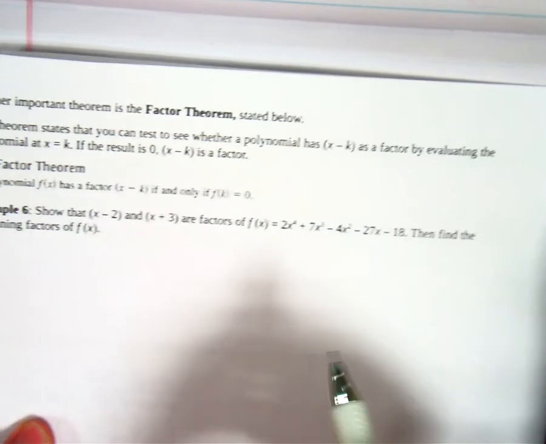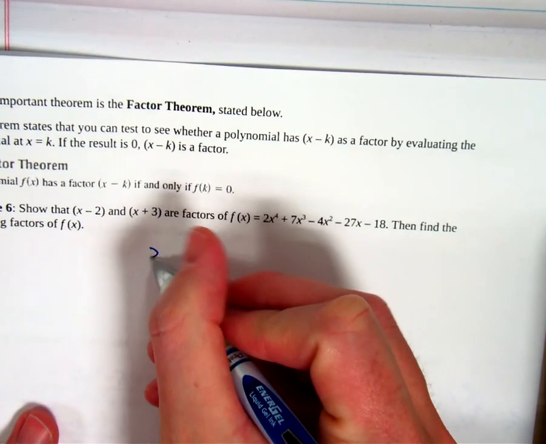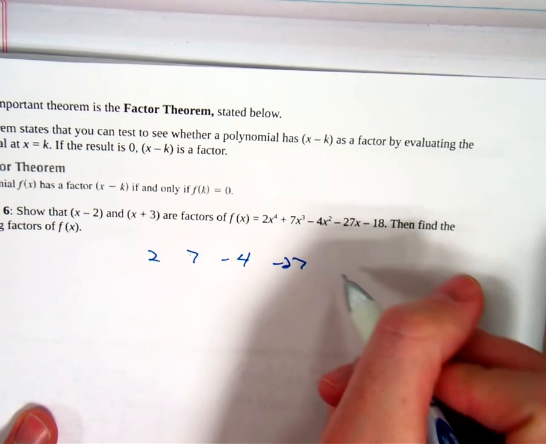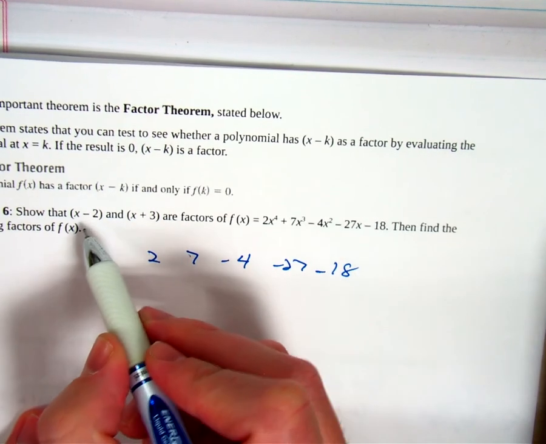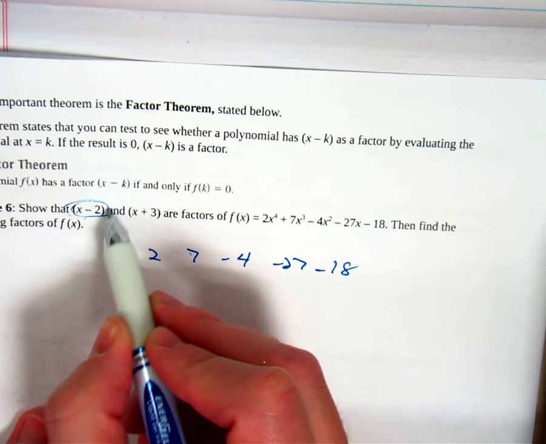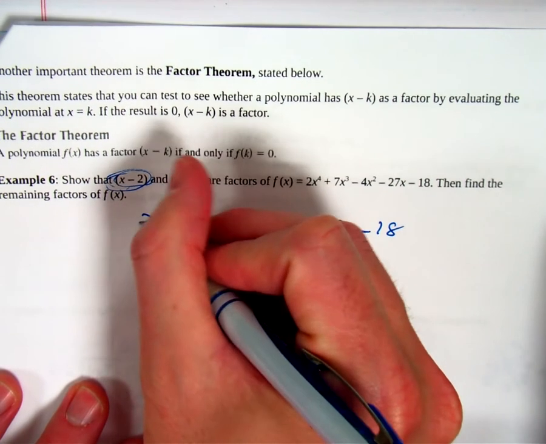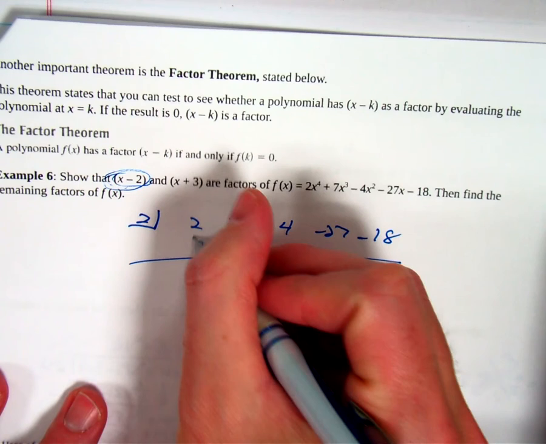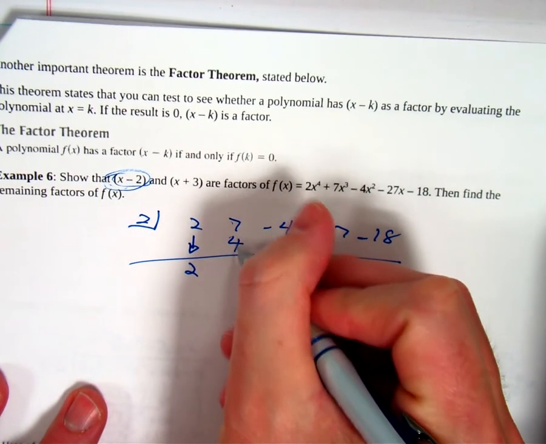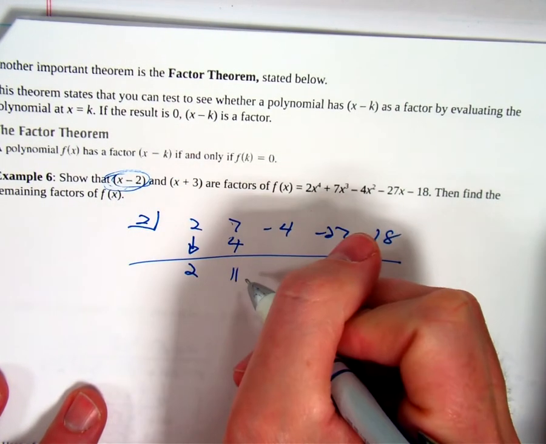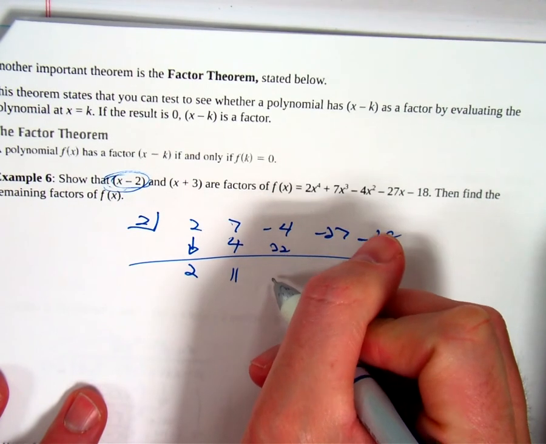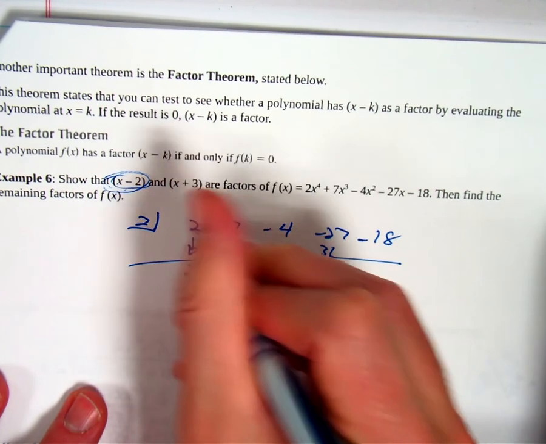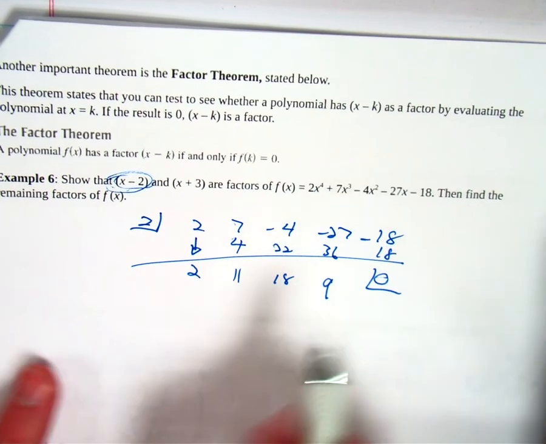Okay, so here's what we're going to do. So we got 2x to the 4th, 7x to the 3rd, negative 4x squared, minus 27x, minus 18. We're just going to go in order. So x minus 2, remember it's opposite. So it's going to be a positive 2 in the box. Skip a line, draw a line. 2 goes down. 4, 11, 22, 18, 36, 9, 18, 0. Okay, so they told me that these were going to be factors.